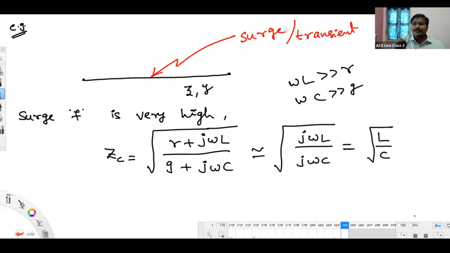All of you getting my words? See, during that surge condition, whatever the characteristic impedance we have is converted into a term like root of L by C, and this root of L by C is nothing but the characteristic impedance during surge operation. Hence, the name is given as surge impedance.